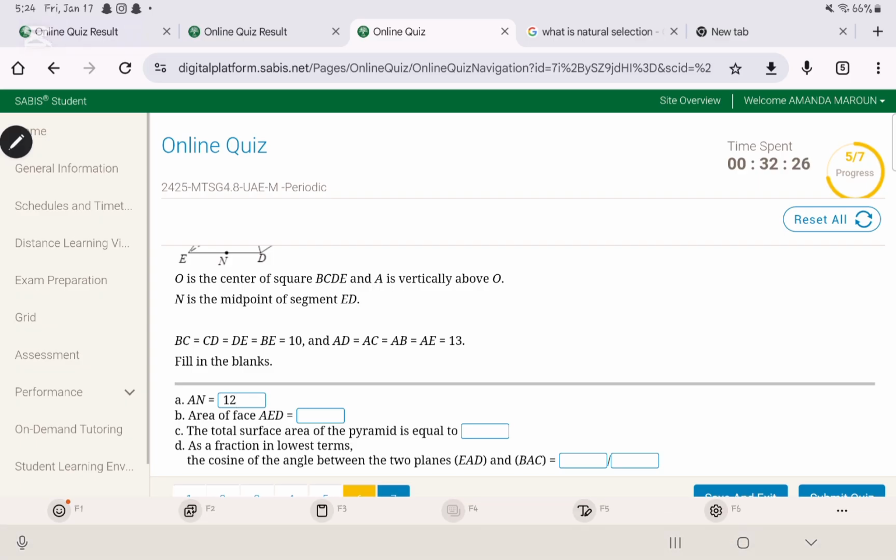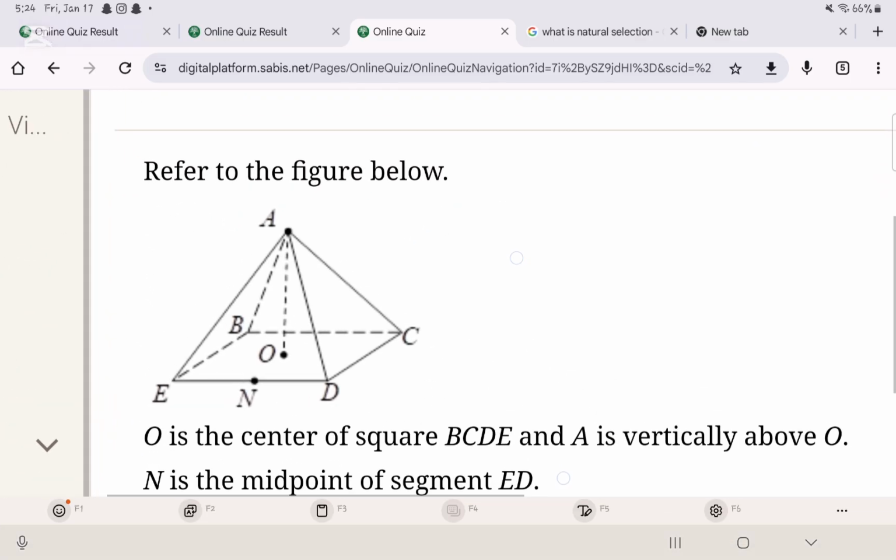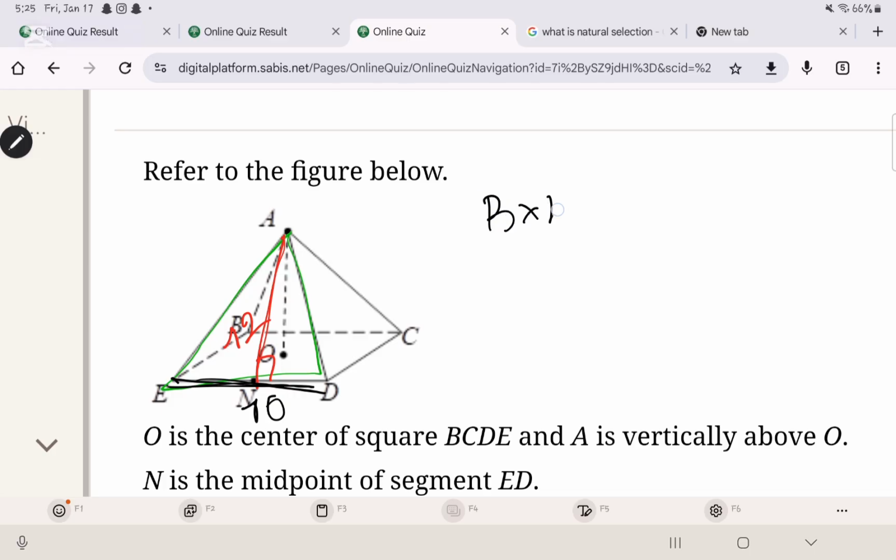Now they need us to find the area of face AED. Let us find the area of the face AED. We know that we have a height over here of 12, and we have a base at the bottom of 10. So we know that the area of any triangle, very simply, is base times height divided by 2. So the base is 10 times the height, which is 12, divided by 2. You are gonna get 60.